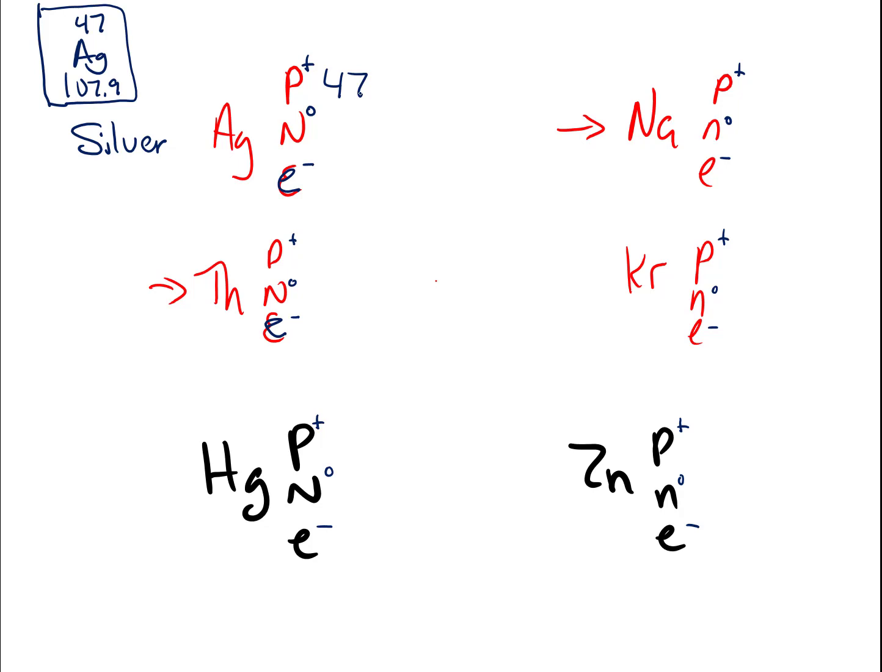Because atoms are neutral, the number of positive protons equals the number of negative electrons. So it also has how many electrons? 47. So those are the same. The atomic number tells you the number of protons and the number of electrons. Now, how do I figure out the number of neutrons?